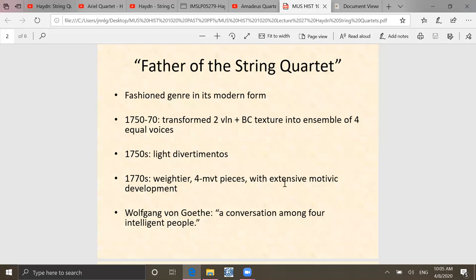So around 1750 to 1770, I guess starting with 1750, we're still thinking in terms of transitioning from the Baroque period. So traditionally, and maybe Baroquely speaking, the quartet has the texture of two violins and basso continuo. This is reminiscent of the Baroque trio sonata, where we have a prominence of two violin voices over the harmonic support of basso continuo. Over the course of 20 years or so, this ensemble turns into being made up of four equal voices: our two violins, our viola, and our cello.